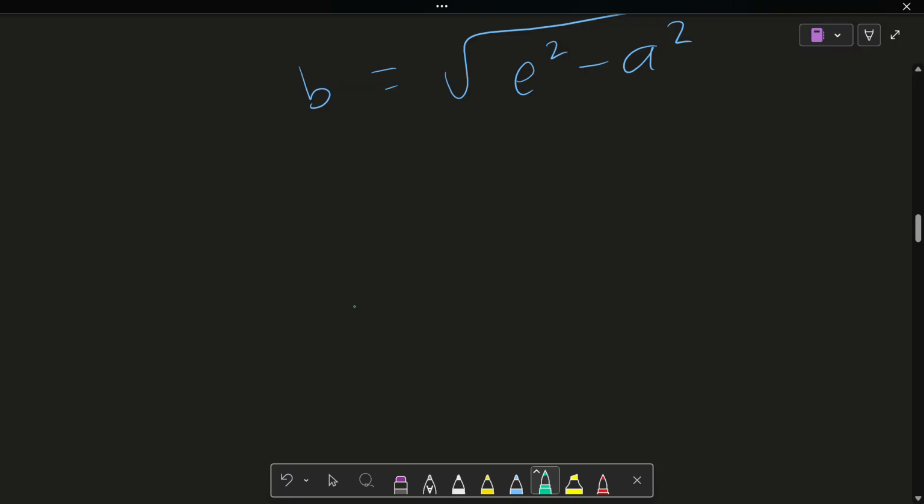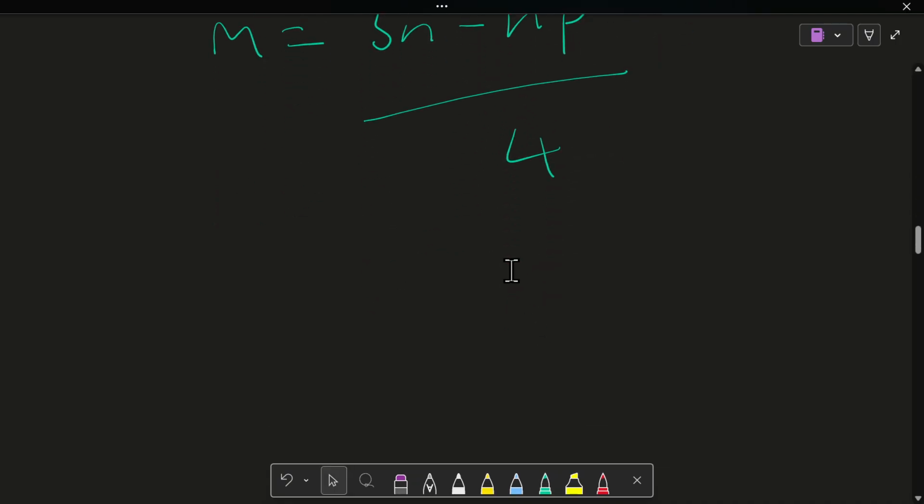Okay. M equals 3n minus np over 4. So you need to write n in terms of m and p.